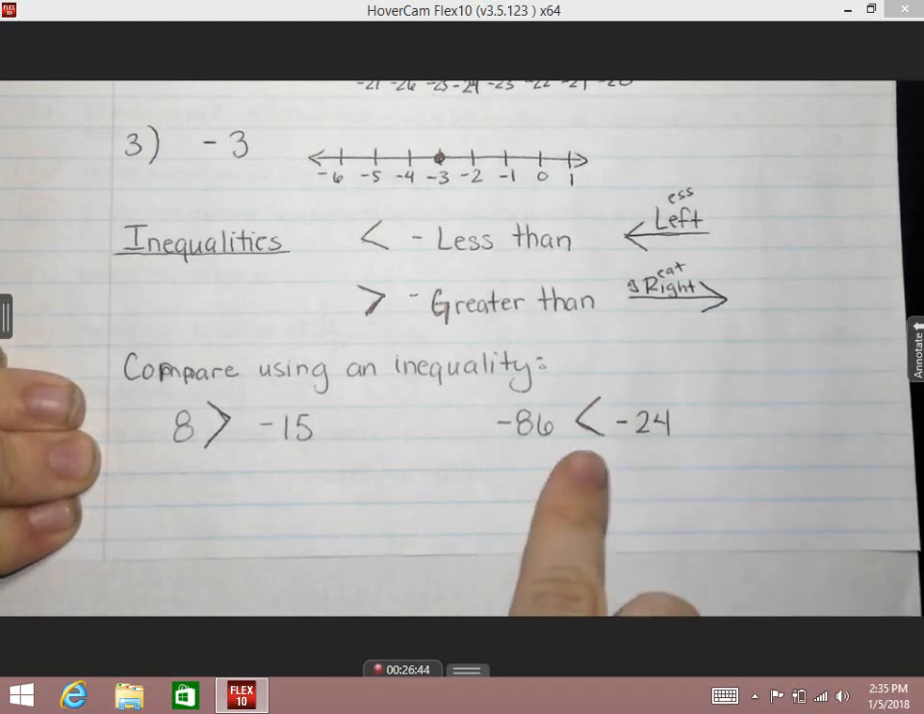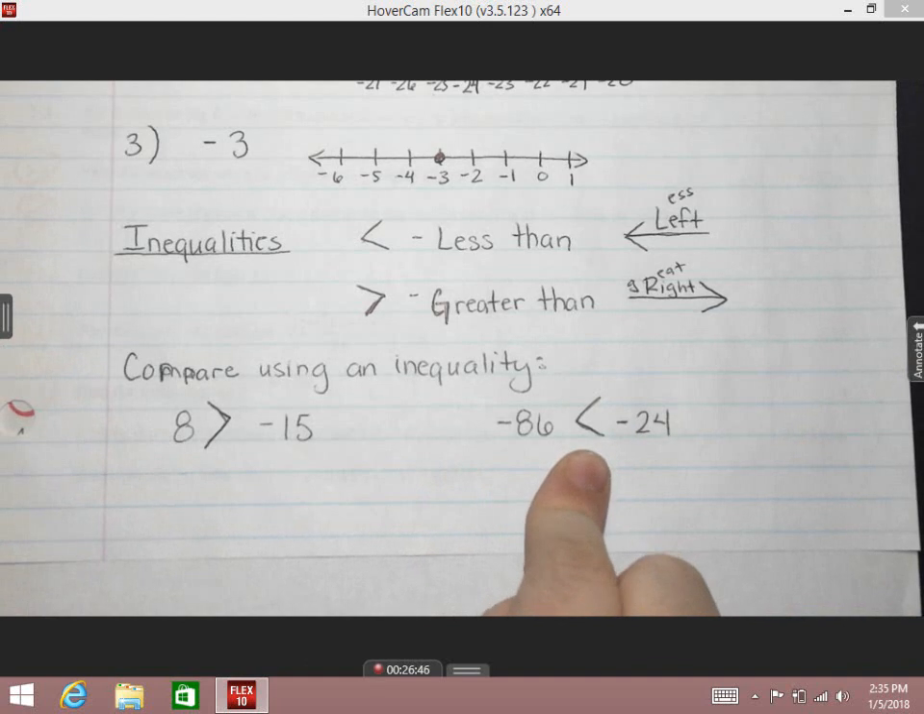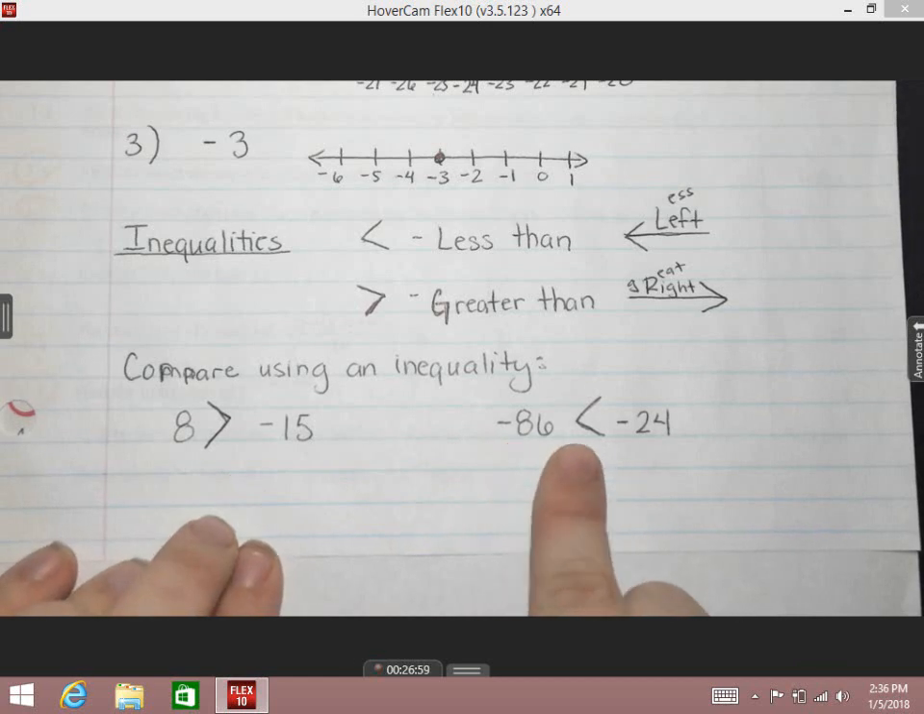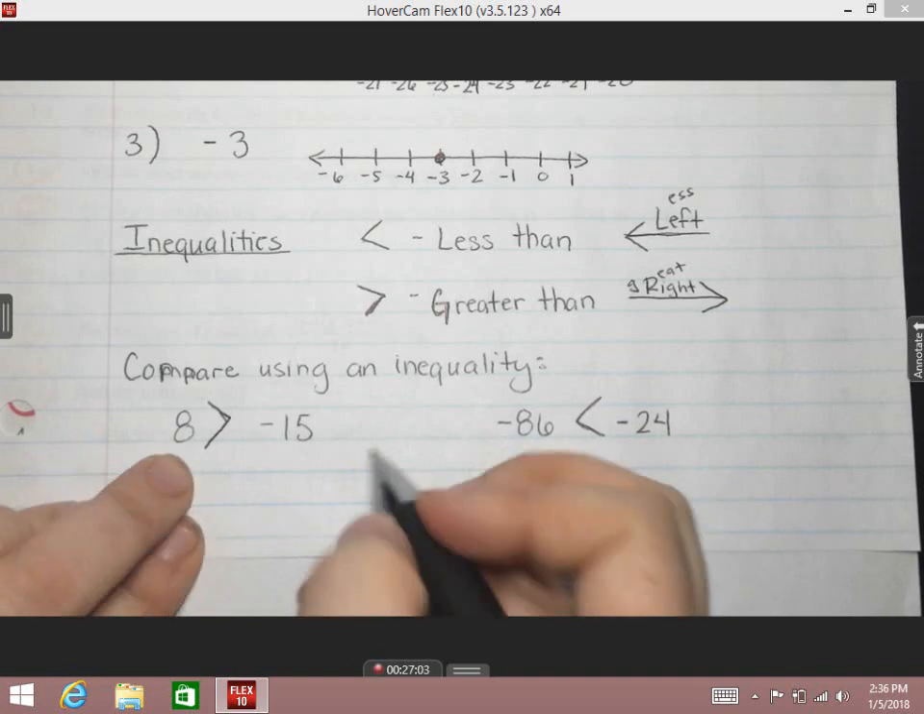So when I look at this again, what symbol did we just use? Brittany? The less than. Guys, it's not about just picking the right one. That's super important. But it's about being able to read this as negative 86 is less than negative 24. All right, last one.